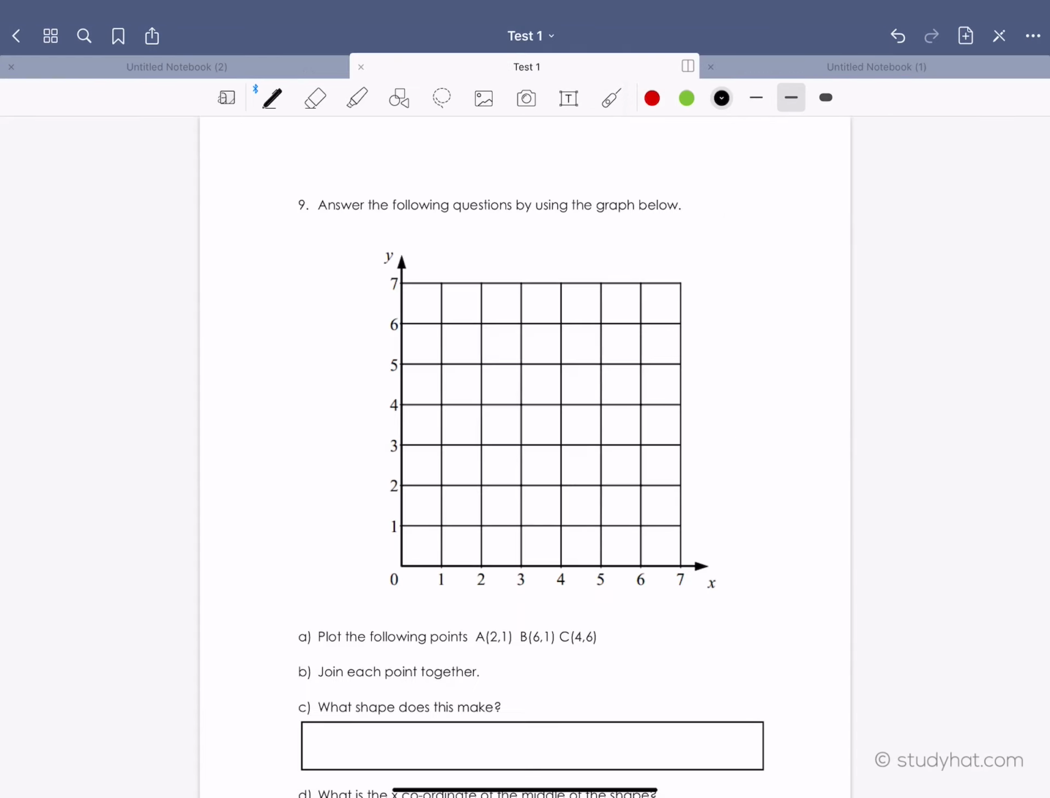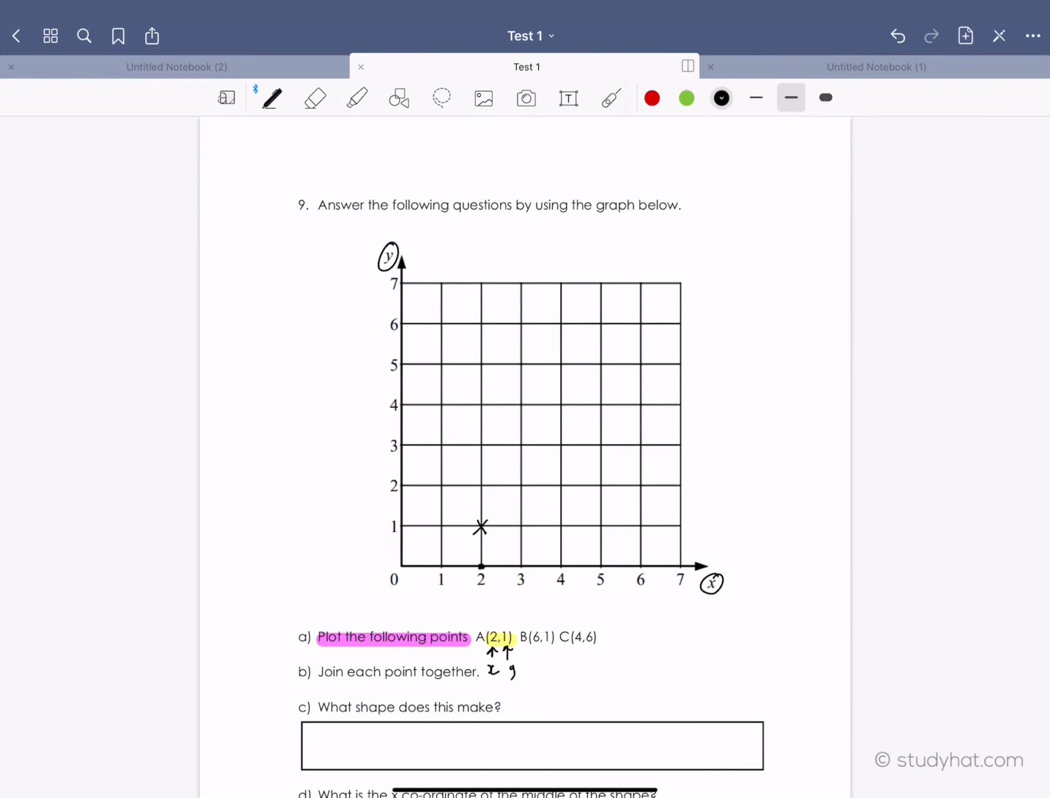Question 9, we have a graph. And the first thing they're asking us is to plot the following points. Now, when we have a pair of points like this, the first point refers to the x-axis, and the second point refers to the y-axis. So when we have the point 2, 1, that means we have to go across 2 on the x-axis and 1 on the y-axis.